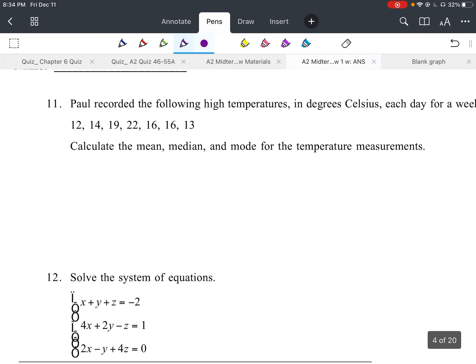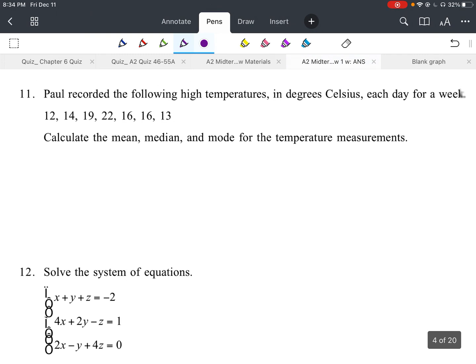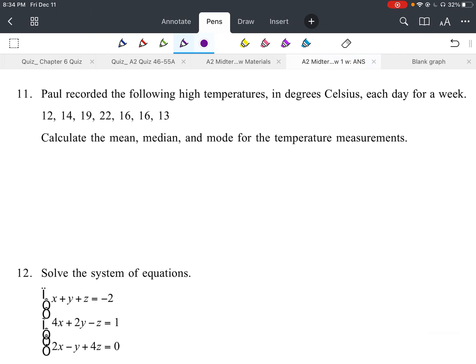Not bad. All right, Paul, let's go, Paul. Recorded the following high temperatures in degrees Celsius for each day at, okay, it must be outdoor temperatures, not his own temperature. He's fluctuating too much. He's got the Rona.